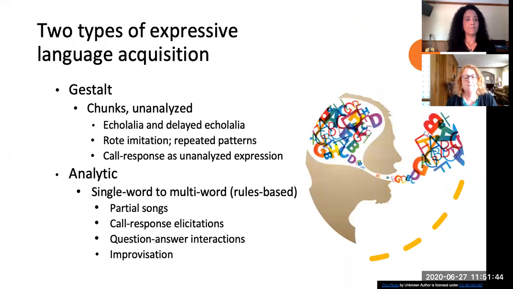So one of the things we want to talk about for a minute is, what are we going to see students doing in terms of expressive language acquisition? And there are actually two types of major descriptors for language acquisition that speech pathologists use. One is this idea of gestalt. In other words, that students will elicit language, they will copy what we say. And so many times these are imitations of words or phrases that are unanalyzed.